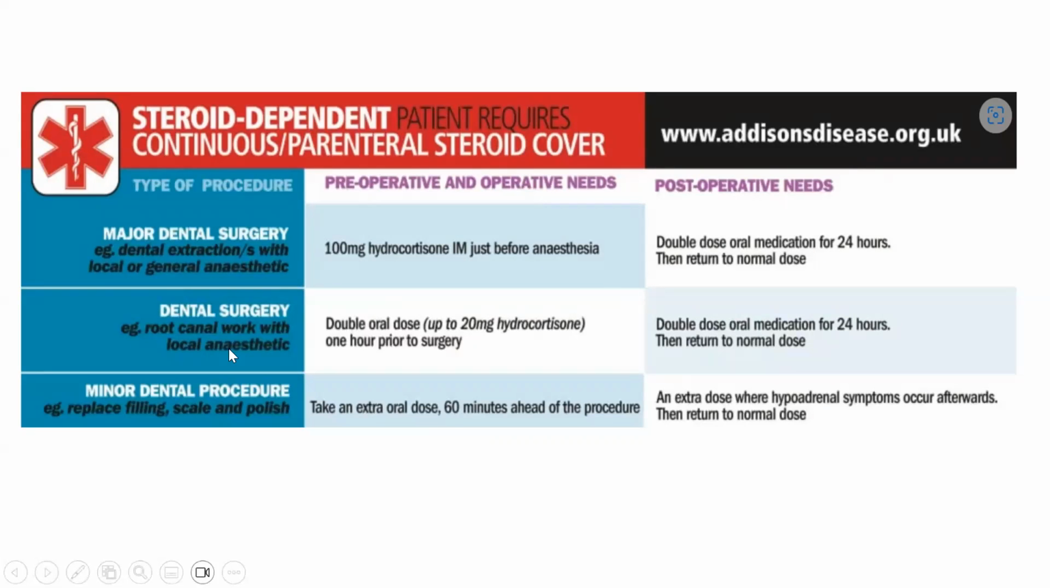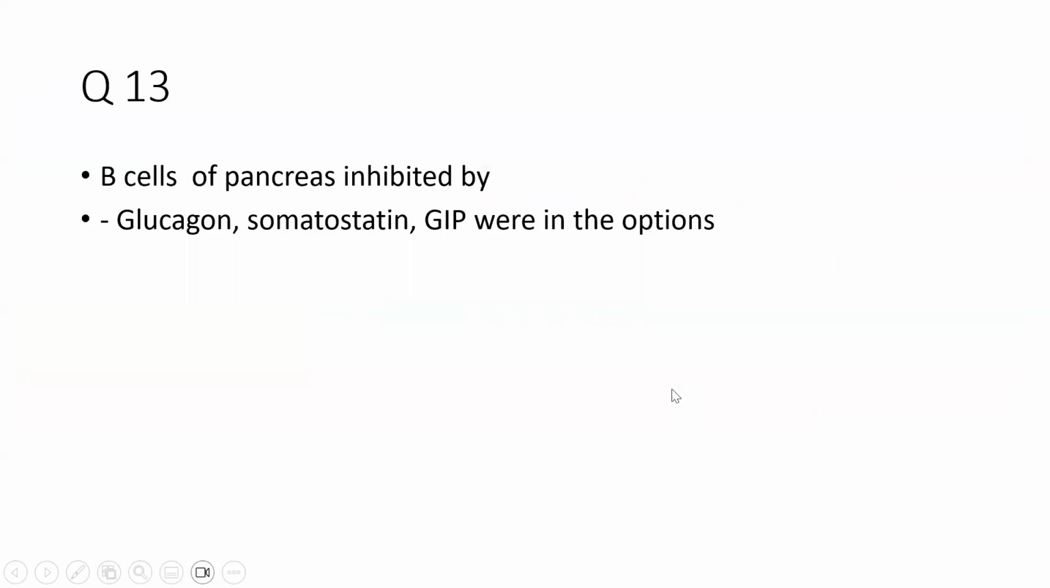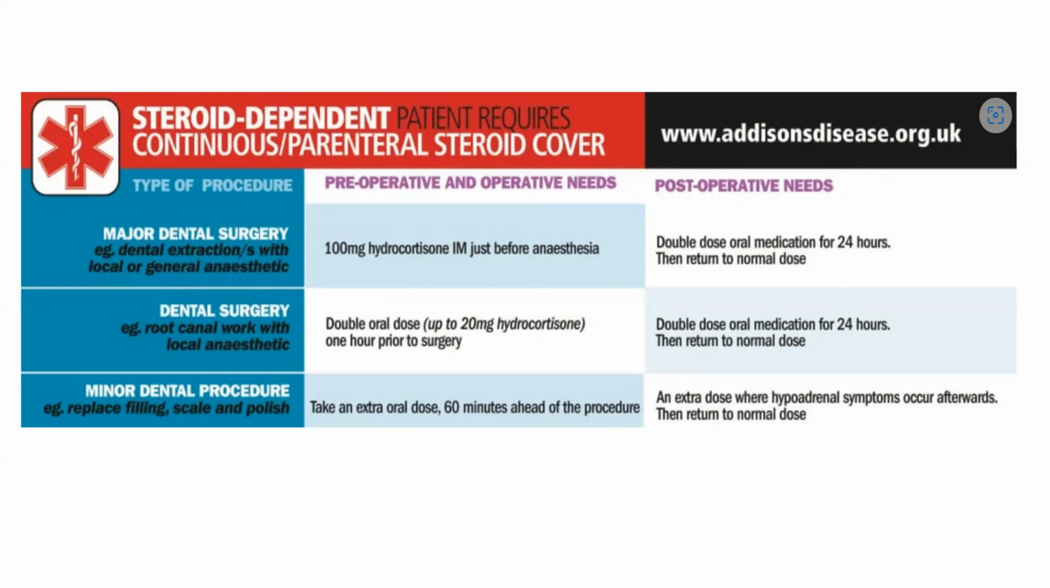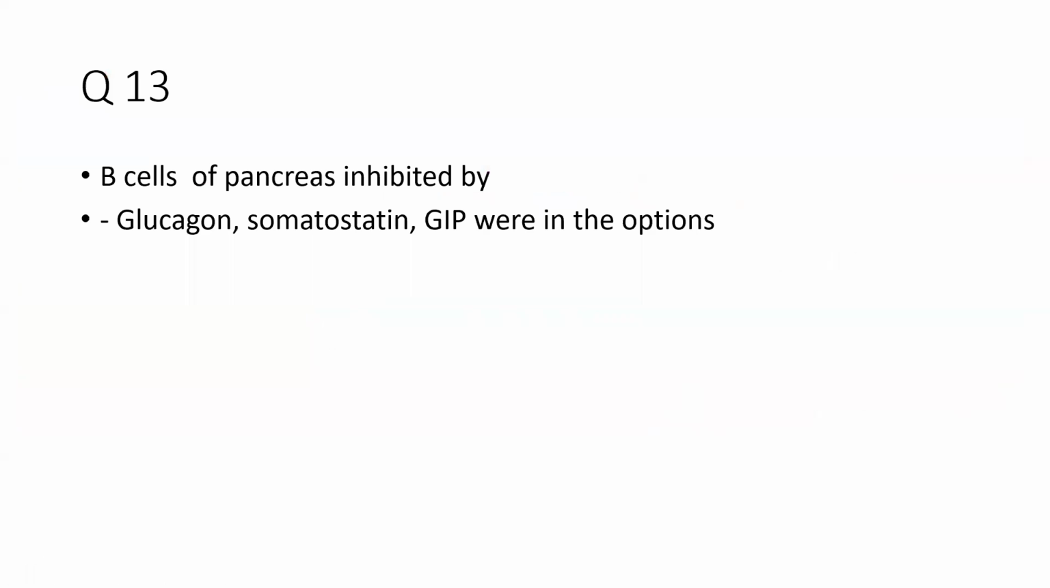Basically, double dose hydrocortisone. Dental surgery, if it is root canal work under local anesthetic only, then we are doubling the oral dose. We can go up to 20 mg hydrocortisone 1 hour prior to surgery, and we maintain double the oral dose of hydrocortisone for at least 24 hours, then return to the normal dose. If it is a minor dental procedure only, like replacing a filling, scaling, and polishing, then we take an extra oral dose 60 minutes ahead of the procedure, and then we take an extra dose where hypoadrenal symptoms can occur after the procedure, and then we can just go back to the normal dose. So again, all these are very important guidelines when we talk about steroid-dependent patients requiring steroid cover post procedure.